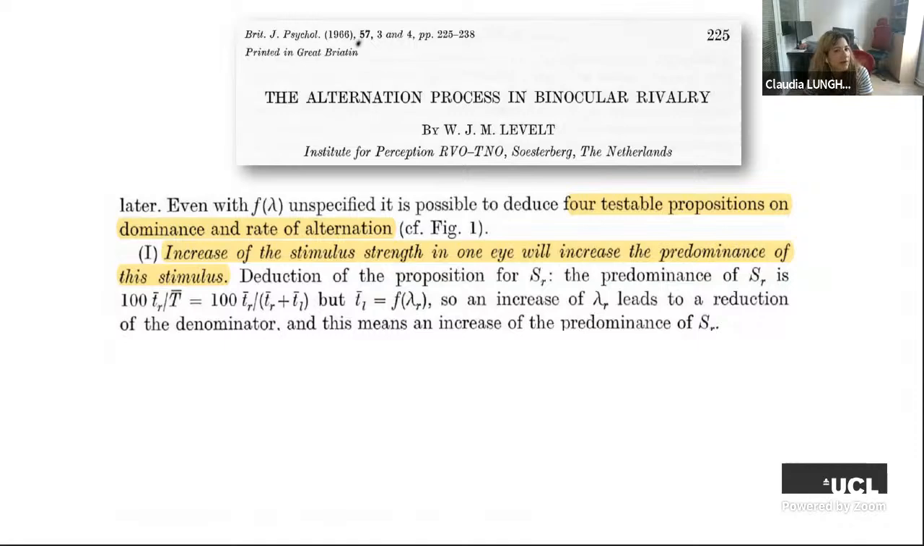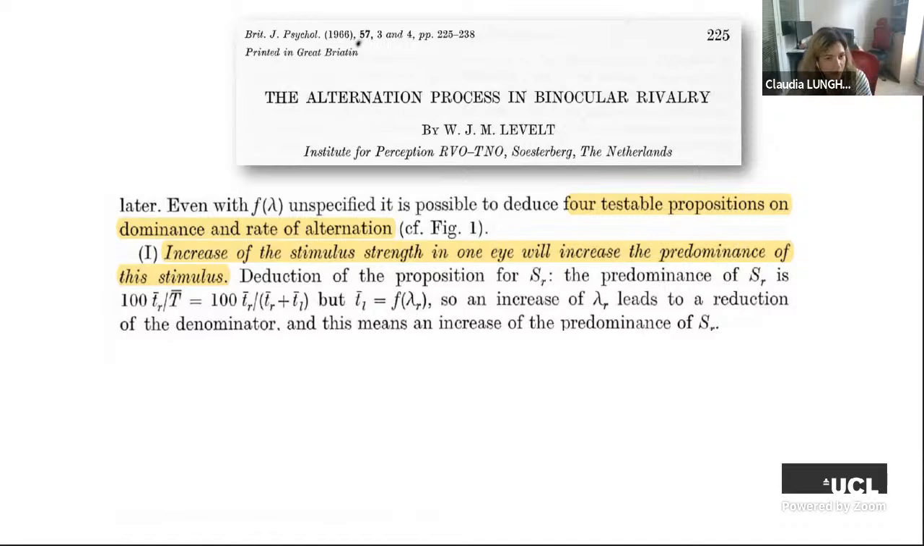So there is a very strong relationship between the low level strength of a stimulus, that might be the contour strength, the contrast, the luminance of the stimulus, and the dominance of that stimulus. So increasing the strength of the stimuli in one eye overall will increase the predominance of that eye. So if one eye receives a stronger stimulus, that eye will dominate for a longer period of time overall.